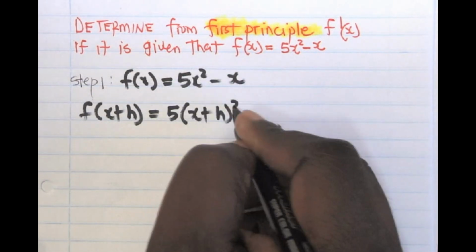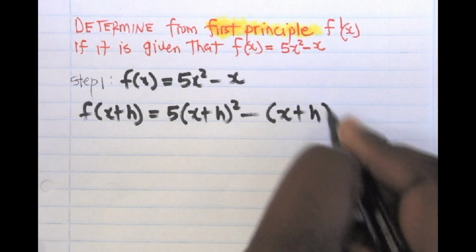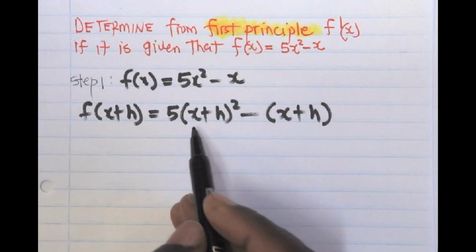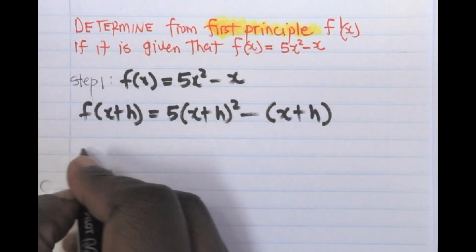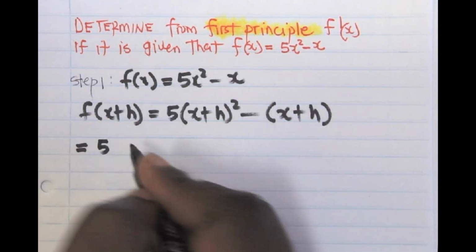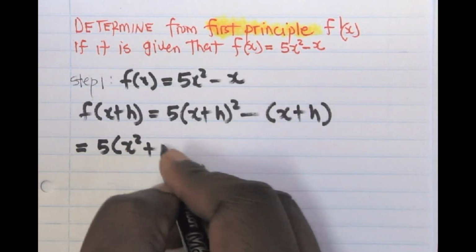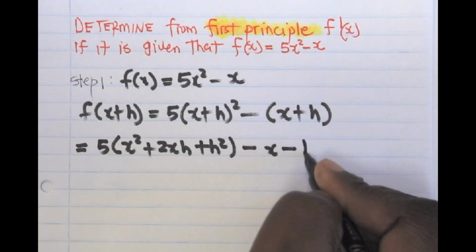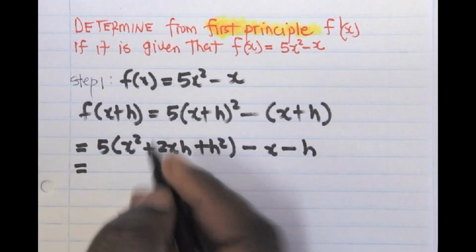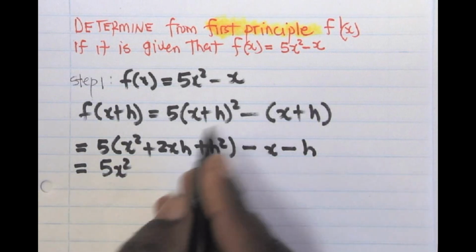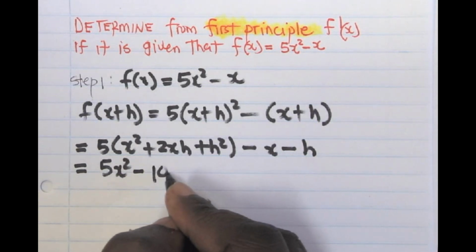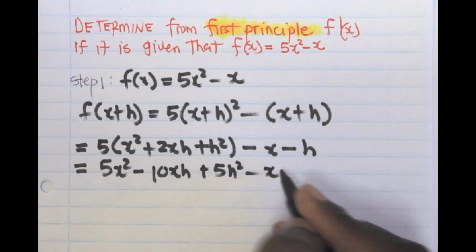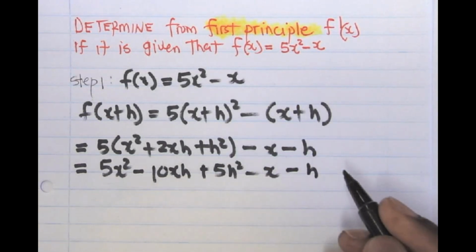So I'm going to do my substitution, and always remember to put the bracket. Then when I'm substituting here, after I have substituted, now I have to simplify. Equal to 5 open bracket x squared plus 2xh plus h squared minus x minus h. And my final answer is going to be 5x squared minus 10xh plus 5h squared minus x minus h.